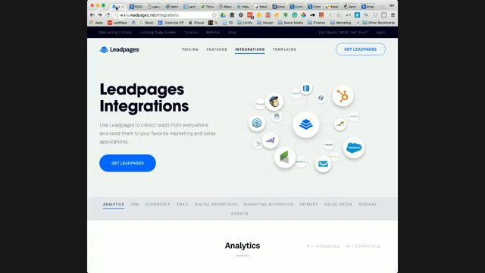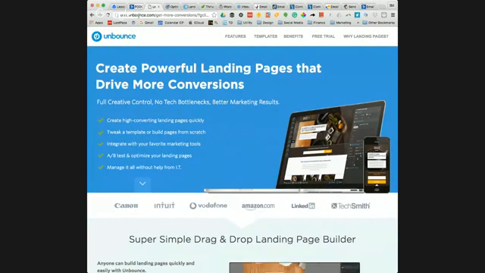I love it. If I can do it, if I can integrate it, I'm using ActiveCampaign right now. I think anybody can. What do you think, Jonathan? Yeah, sure, Bill. So let's go on to the next one, which is Unbounce.